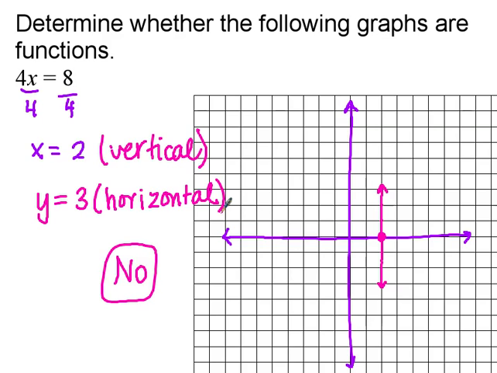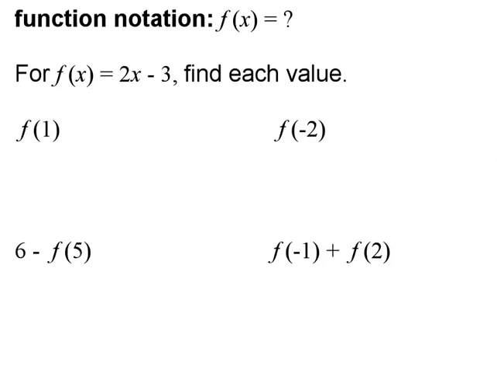Now we've got a few problems to end with today. I know some of you are writing that down. And it could be y equals anything. It could be y equals 4, y equals 5, y equals -1. But if it's just y equals some number, that's a horizontal line.